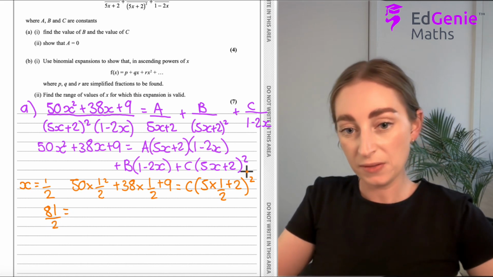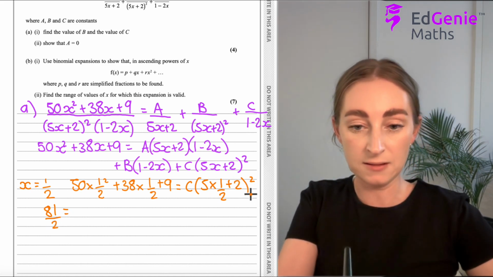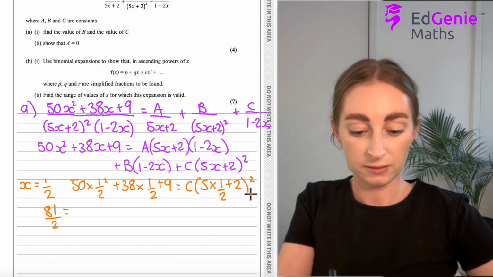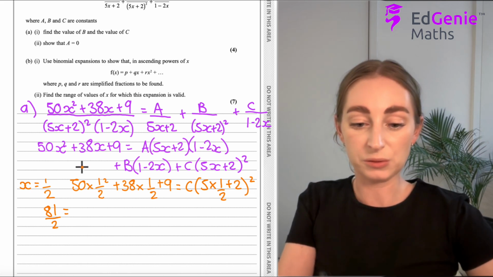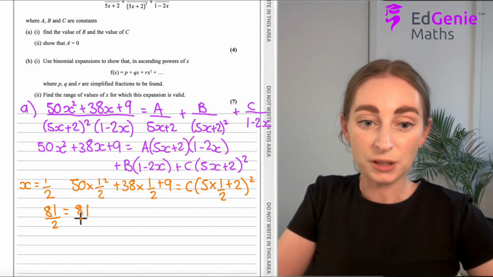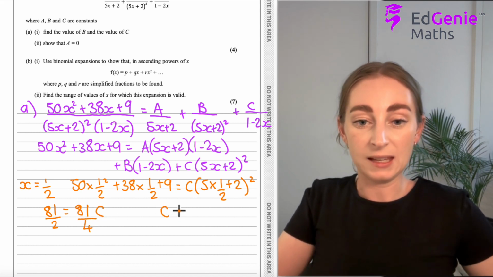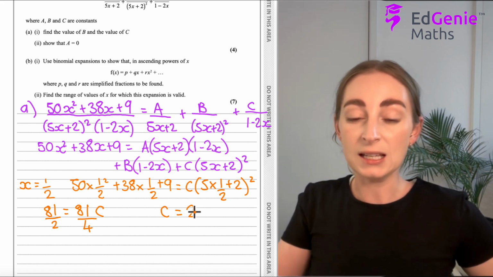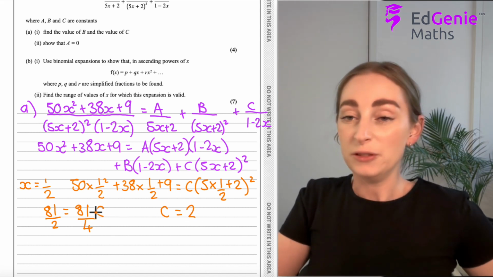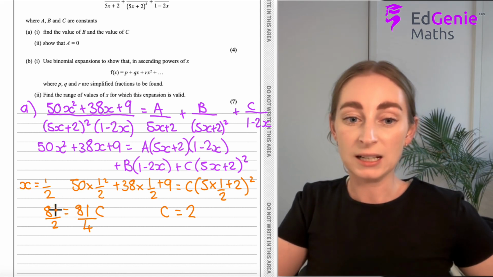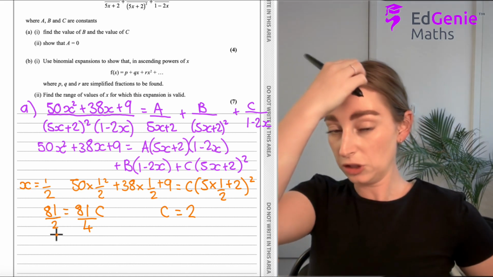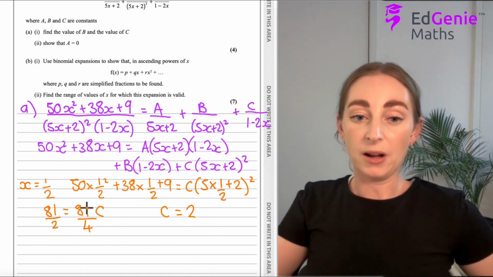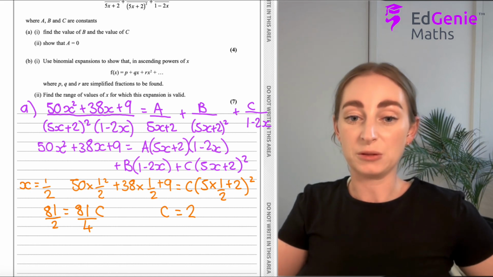Right, now I'm putting this whole thing into my calculator. So 5 times a half plus 2 all squared. And I've got 81 over 4. That's worked out really nicely. Multiplied by c. So can you see how c is going to be 2? If you can't, that's fine. Just put into your calculator 81 divided by 2, all divided by 81 over 4, and you'll get 2.